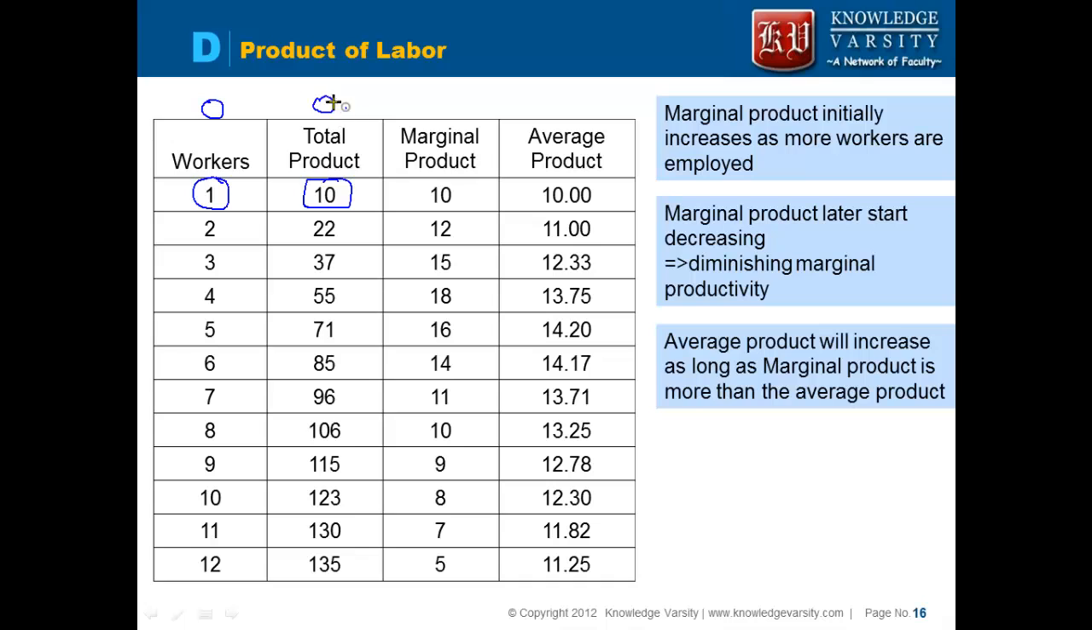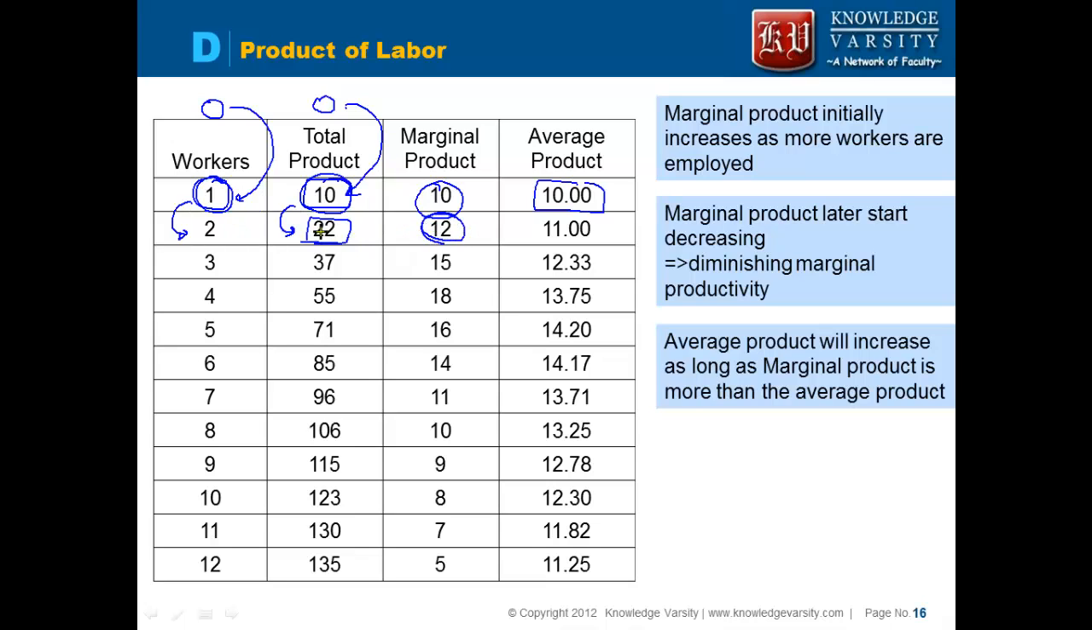So hiring of one additional worker has increased the product by 10. So that is your marginal product, and your average product will be total product divided by the number of workers. So it is 10. Okay, when you hired one more worker, the total product became 22. That is, the increase in production is 12.